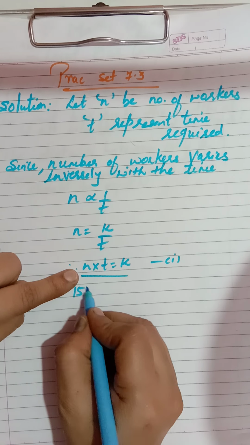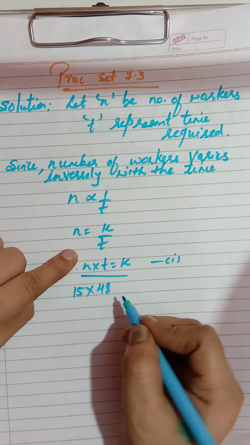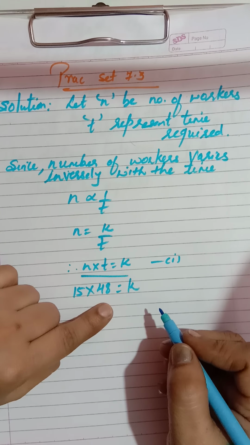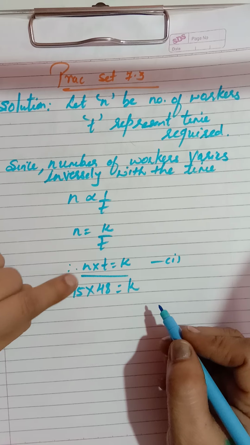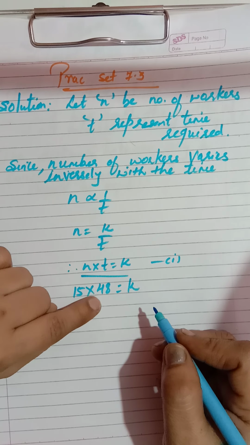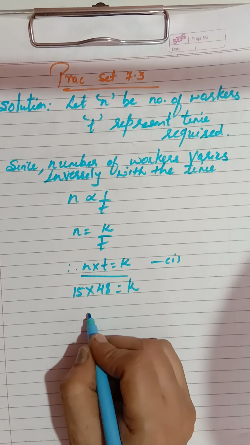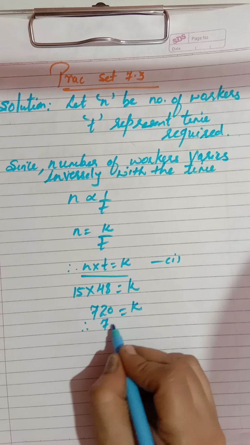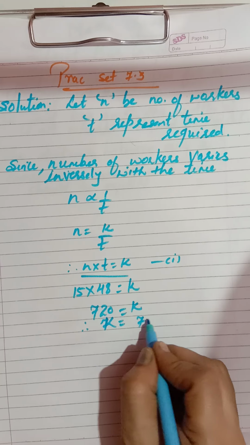So 15 workers are taking 48 hours to complete the work, which is already given. So the number of workers is 15, the time taken is 48, and that is equal to k. If you multiply, you get 720 is equal to k. Therefore k is equal to 720.